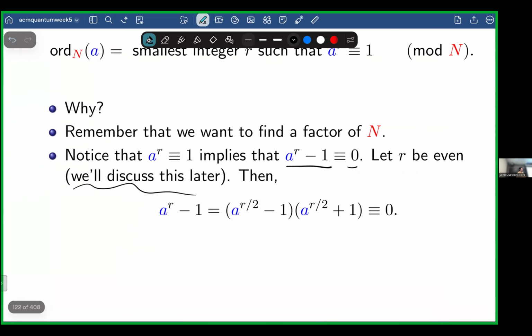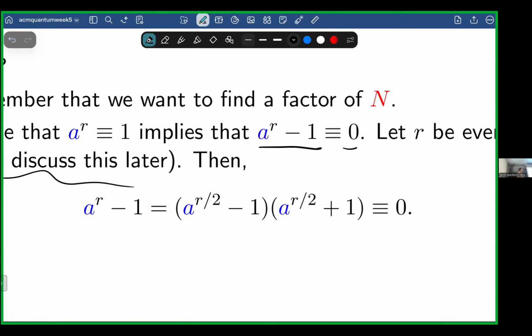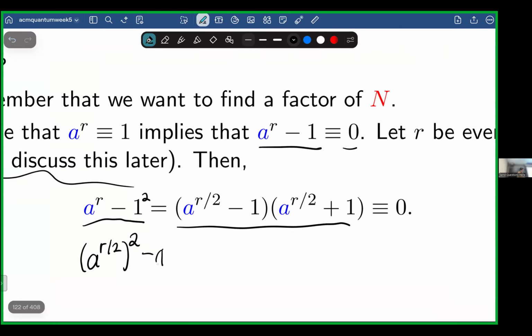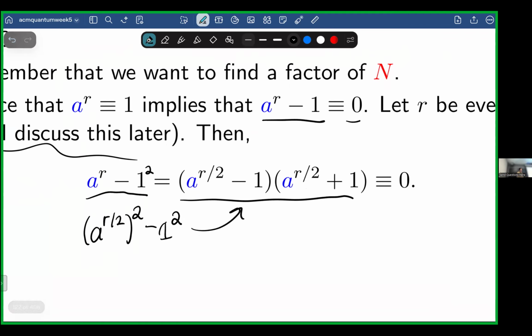So if a to the r minus 1 is equivalent to 0, let's take a to the r minus 1. We can factor this as this. If you think of this as 1 squared, you can think of it as a difference of squares. So it's a to the r over 2 squared minus 1 squared. And then you can plug into your difference of squares formula, and then you end up getting this. If it doesn't make clear sense, just believe it for now. Honestly, there's a lot of things you're gonna have to just believe me on. So you can factor this number, and then that'll be equivalent to 0 mod n.